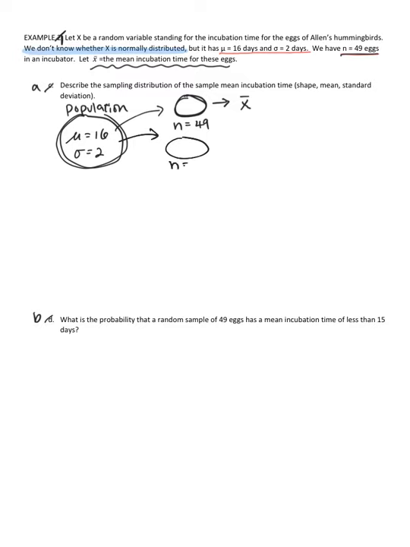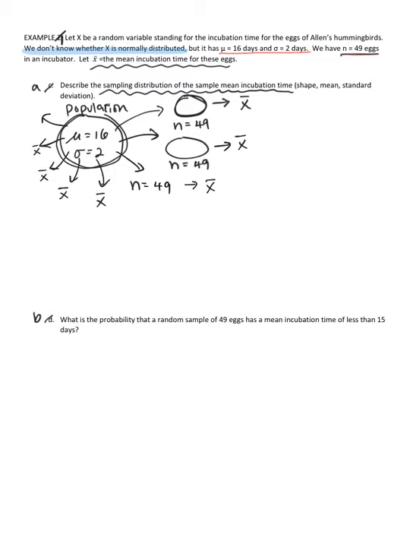Now, let's take another sample, because they're talking about the sampling distribution of the sample mean incubation time. Then you calculate the mean incubation time for that sample. And you keep doing that, selecting the same number of eggs and calculating X bar for that sample, many, many times. So you're going to end up getting a bunch of X bars.